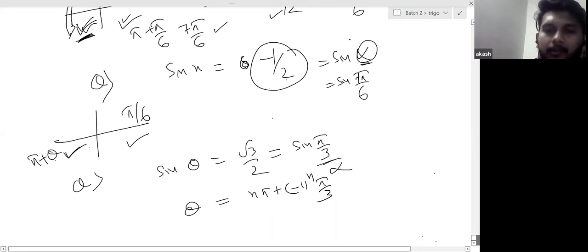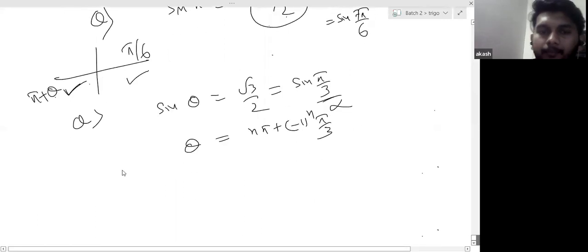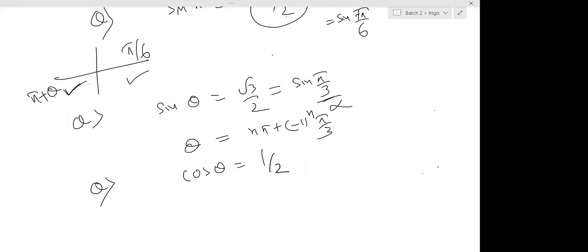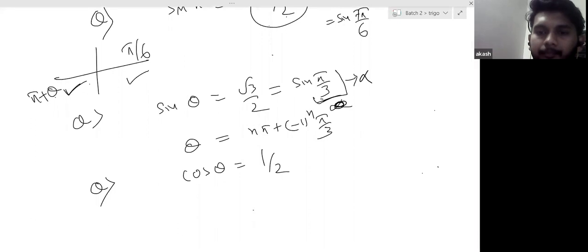All right. Next question. Rahman, is this clear? Cos theta is half. Sir, why did we divide by alpha? No, I did not divide by alpha. I'm saying this value is alpha. All right. Solve this one.